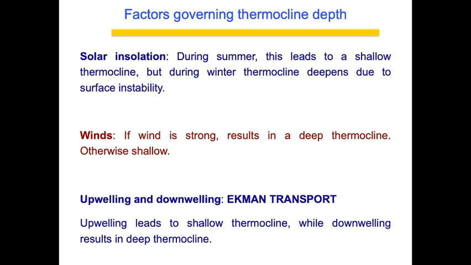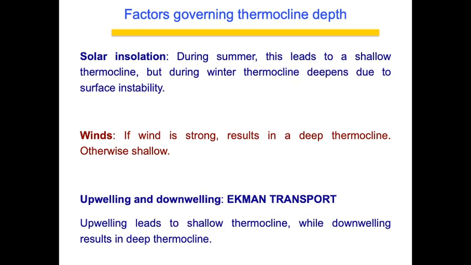So what are the factors that govern the thermocline? One is the solar insolation, which we already talked about. The second is the wind. If the wind is strong, then the mixing will be strong because it will stir up the ocean, leading to a very thick or very deep mixed layer, and the thermocline will be much below the surface. And lastly, there is something known as upwelling and downwelling, which is a product of Ekman transport. So upwelling leads to a shallow thermocline, while downwelling leads to a deep thermocline.